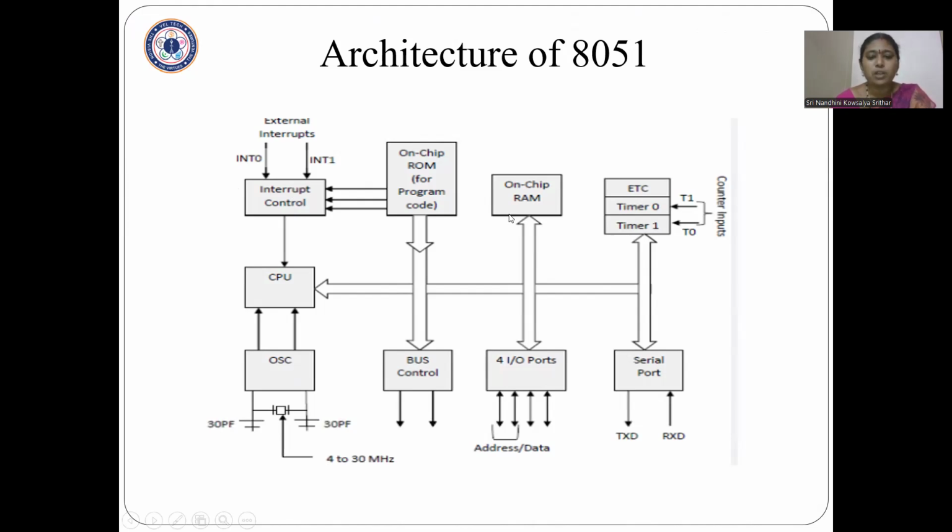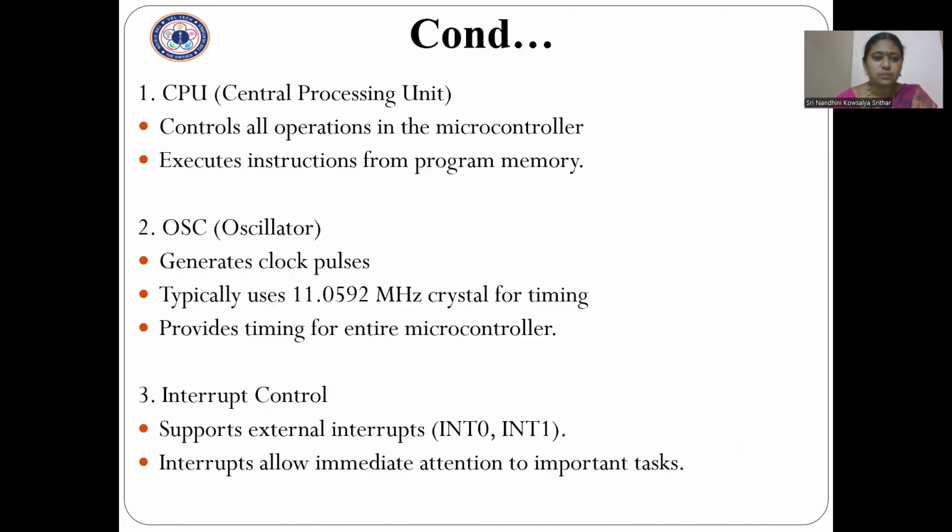Then on-chip RAM, which is used to store the process of the particular instruction. Then timer: it has timer 0 and timer 1 to control the inputs, and bus control. Then four input and output ports. Next is the serial port. In the serial port, we have TXD and RXD. TXD is the transmit data and RXD is the receive data. In the next slide, we are going to see the explanation of the entire architecture.